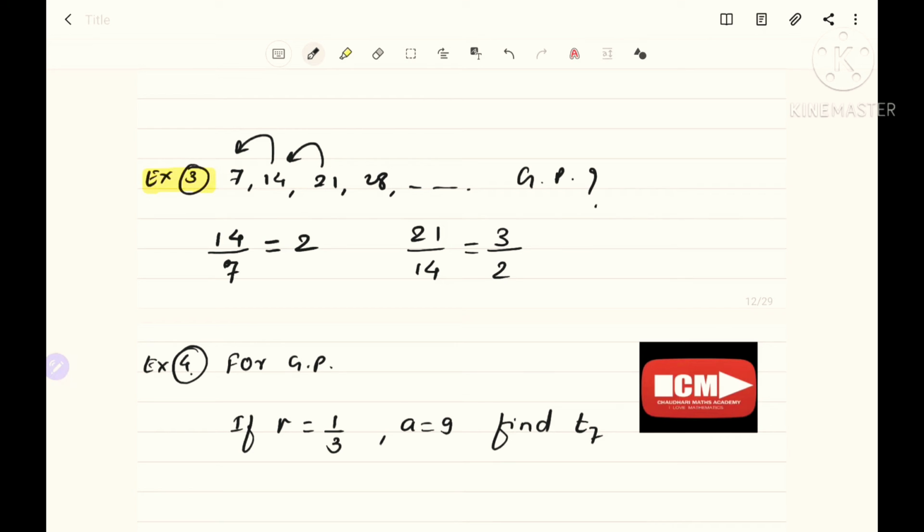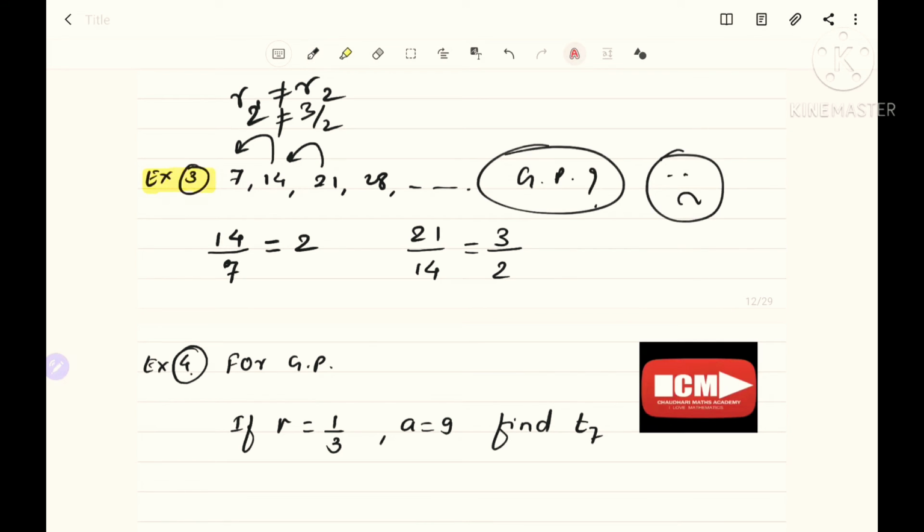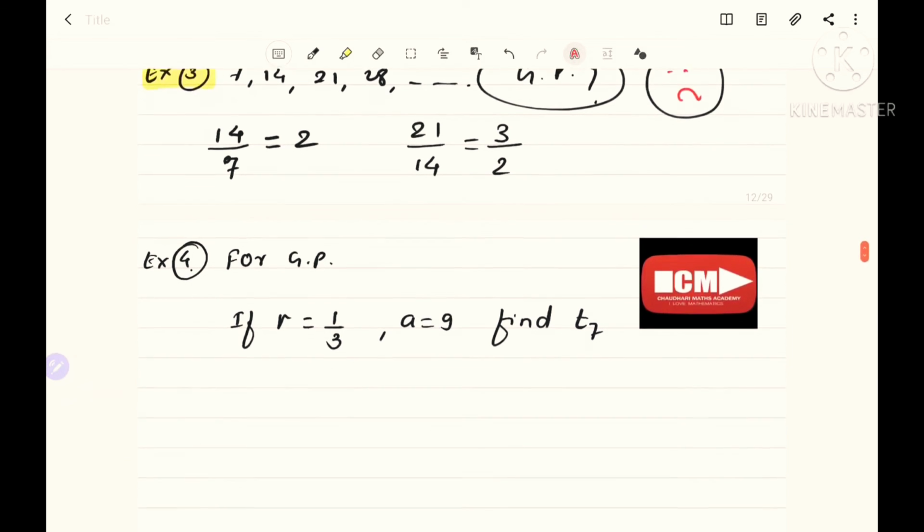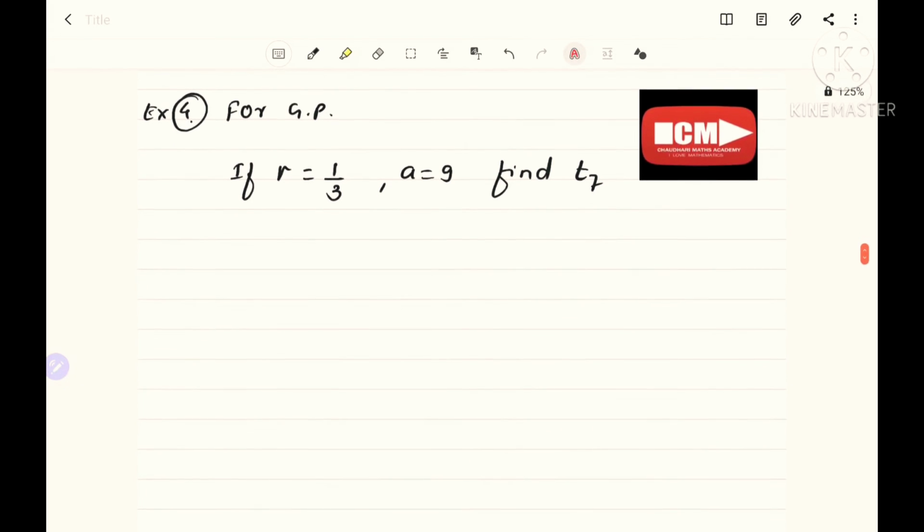And here itself, the condition for GP fails, because the ratio of the first two successive terms is 2, but the ratio of the next two successive terms is 3 by 2. Since this ratio is not the same, the given sequence is not in GP. Please mention this sequence is not in GP. There is no need to find the nth term of this sequence. Okay, now let's switch to the next problem.